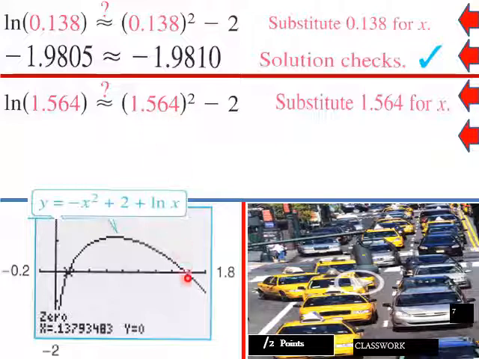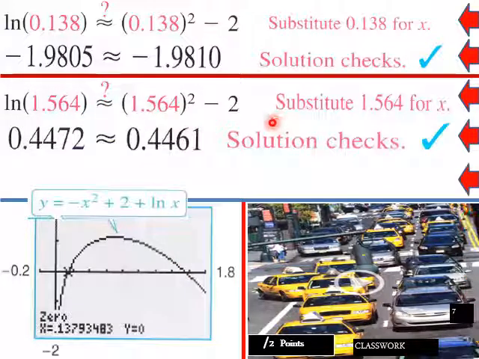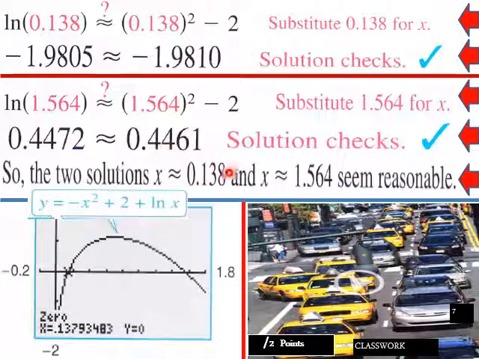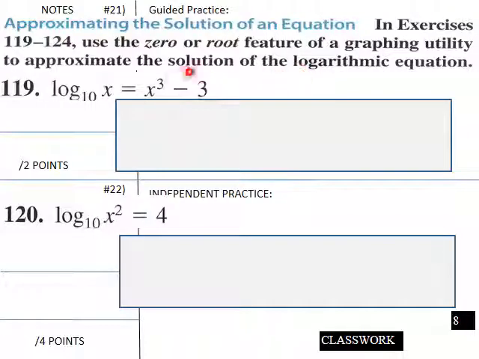So now we're going to substitute in this intersect up here. Substitute 1.564, and that one checks to 0.4461, 0.4472. That's close enough for it to check. So the 2 solutions seem reasonable in that situation. So let's try it here on this one.